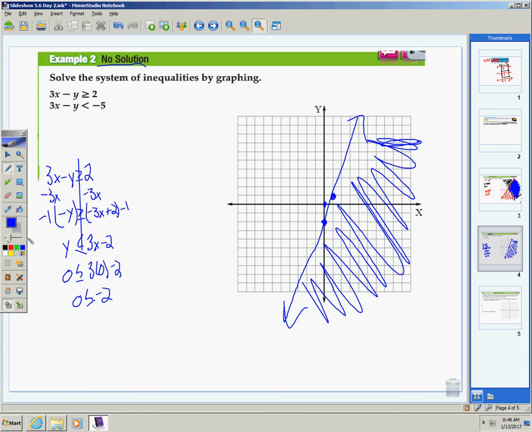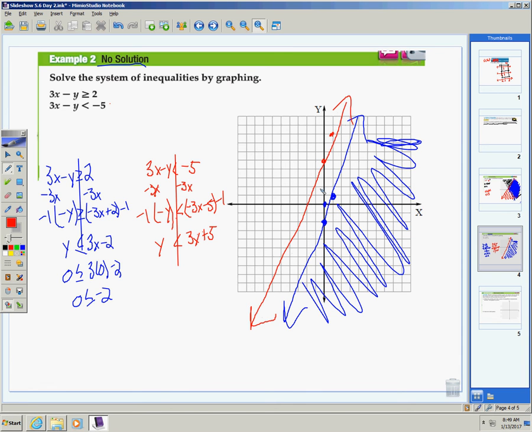Then I'm going to do the same thing with this one. 3x minus y is less than negative 5. And again, I'm just going through and doing the exact same thing we've done before, where we solve them for y to get them in slope-intercept form, and then we graph them. And if I did this right, you should notice that these lines are parallel because they have the same slope.